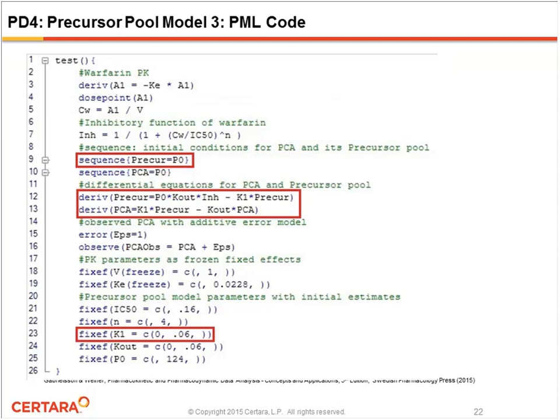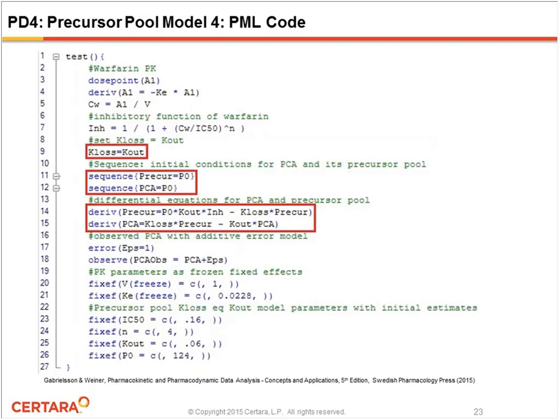Then we're adding a differential equation for the precursor pool. So precursor equals P0 times K out times inhibitory function minus K1 times the precursor. And then the second equation for PCA, which is our response, equals K1 times the precursor minus K out times PCA. Okay, and then lastly, since we've introduced this transit rate K1, we'll declare this as a fixed effect, so a fixed effect for K1.